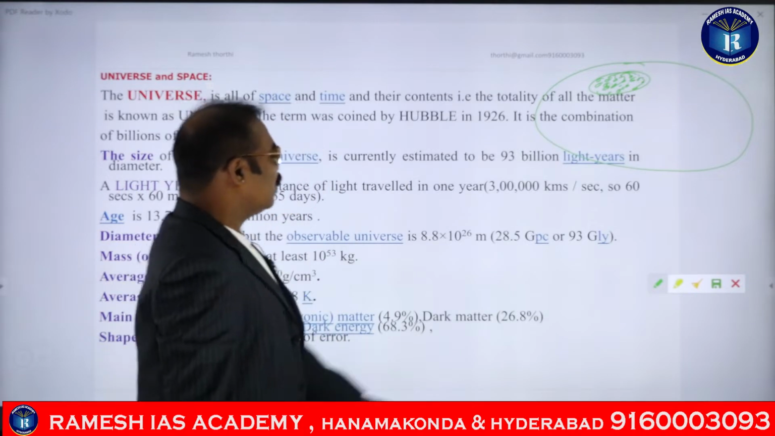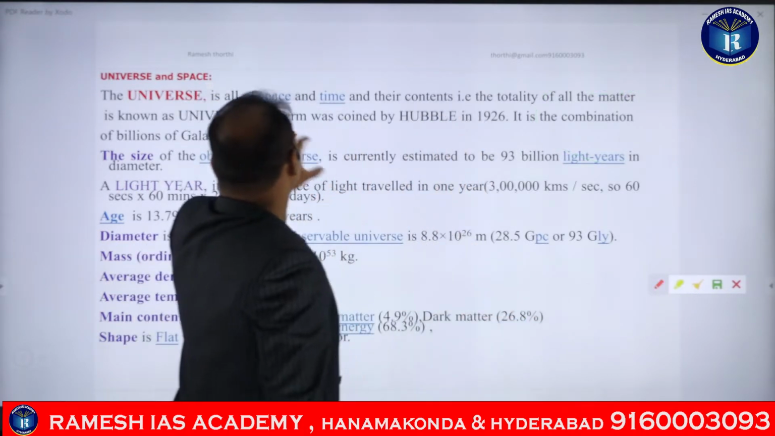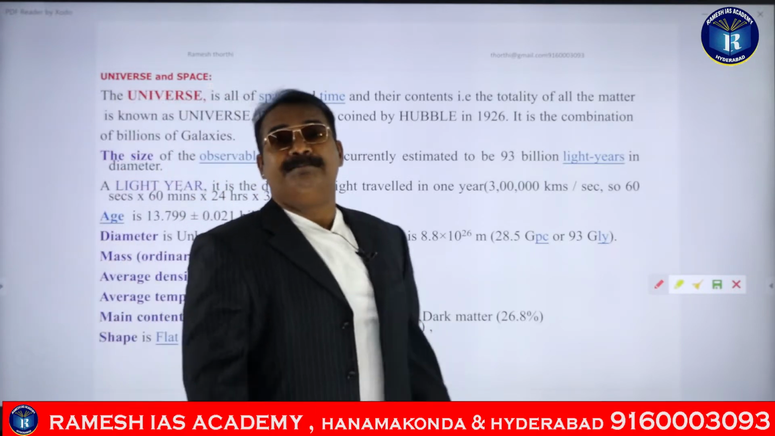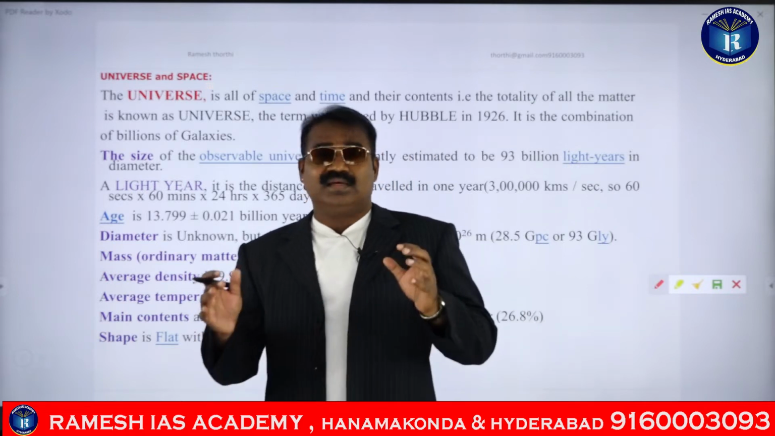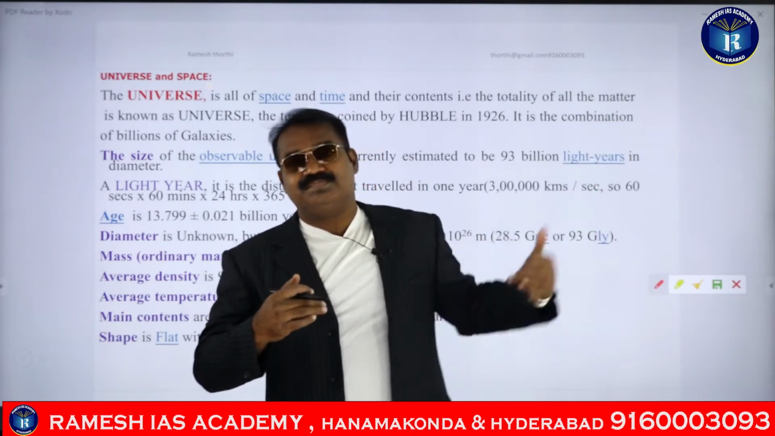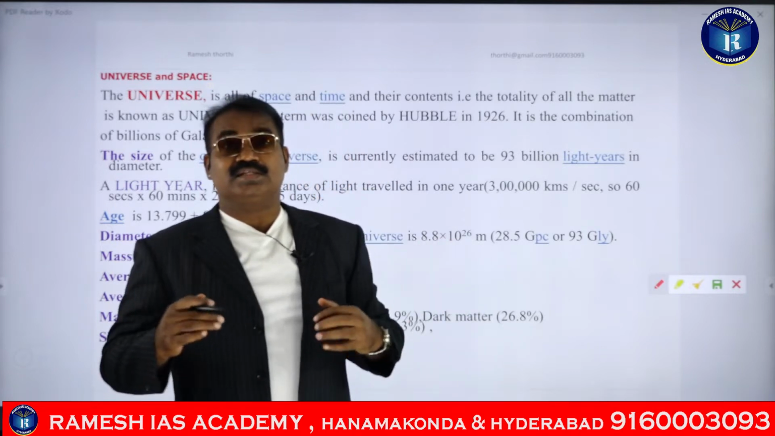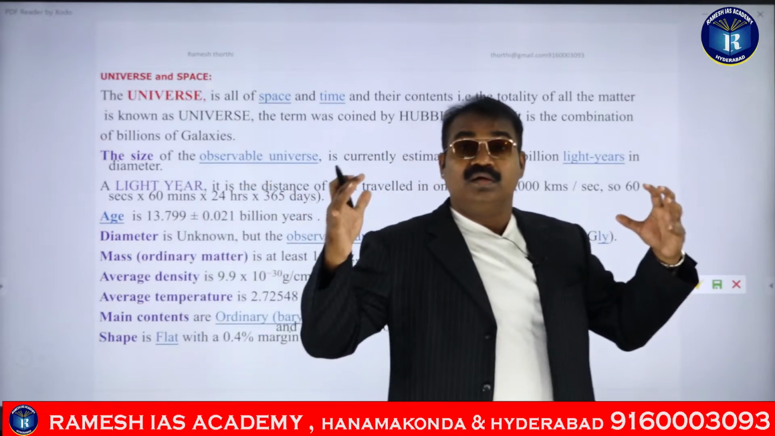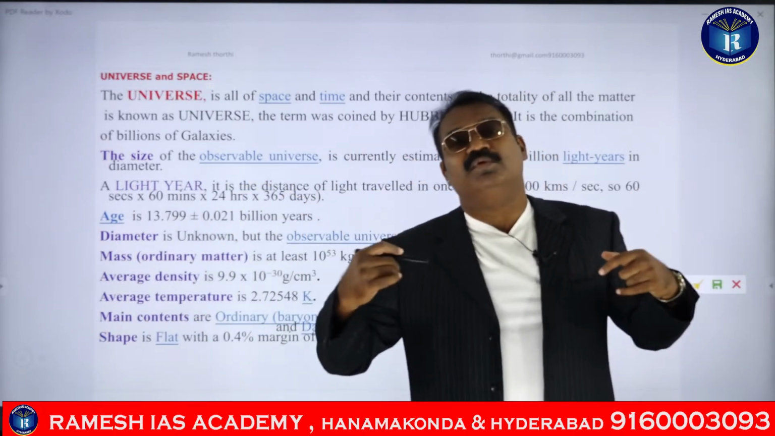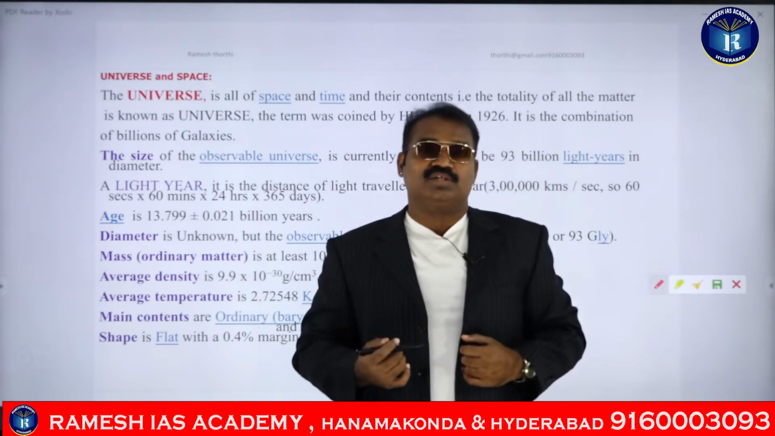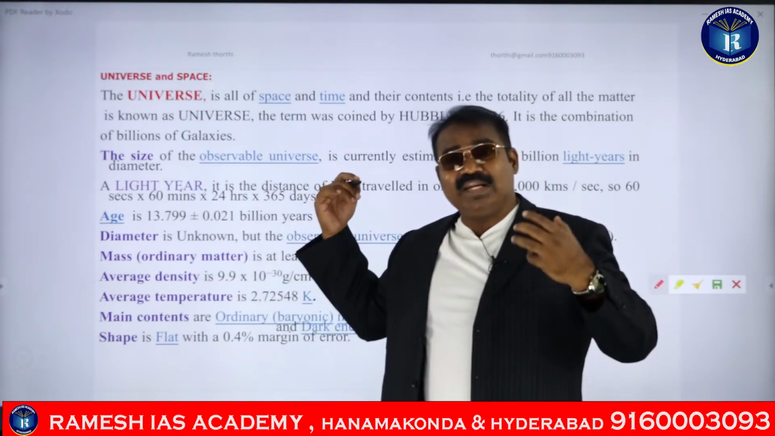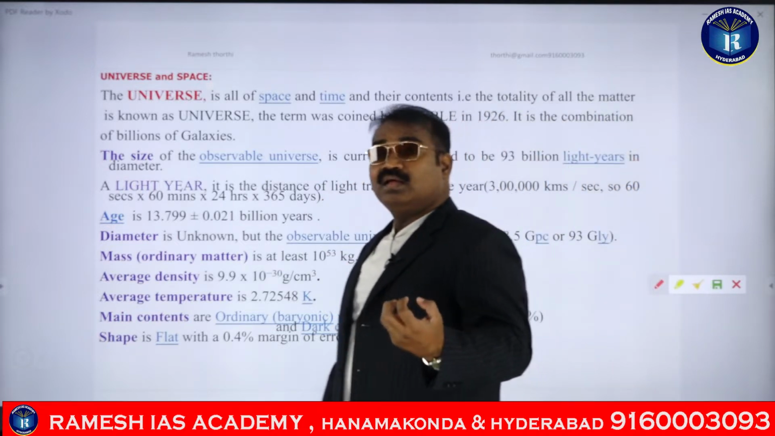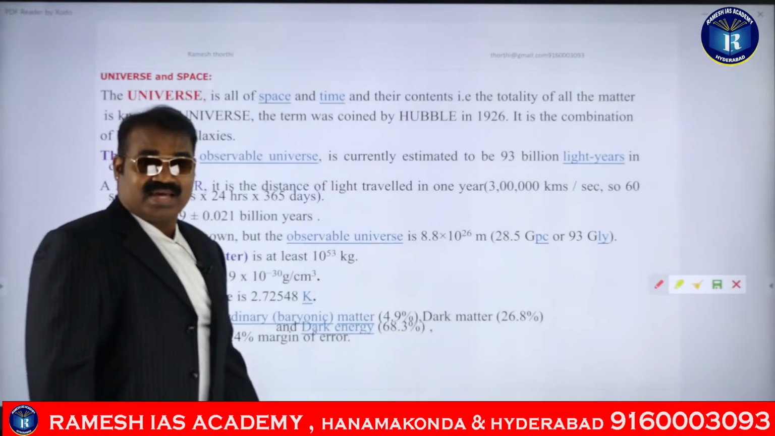So this is the universe: a congregation of billions of galaxies. We should not say combination, the spelling has been typed wrongly here. It's a congregation, because when there are lots of numbers which are not countable, we call them congregations. There are billions and billions of galaxies within the universe, which is why we say the universe is a congregation of billions of galaxies.